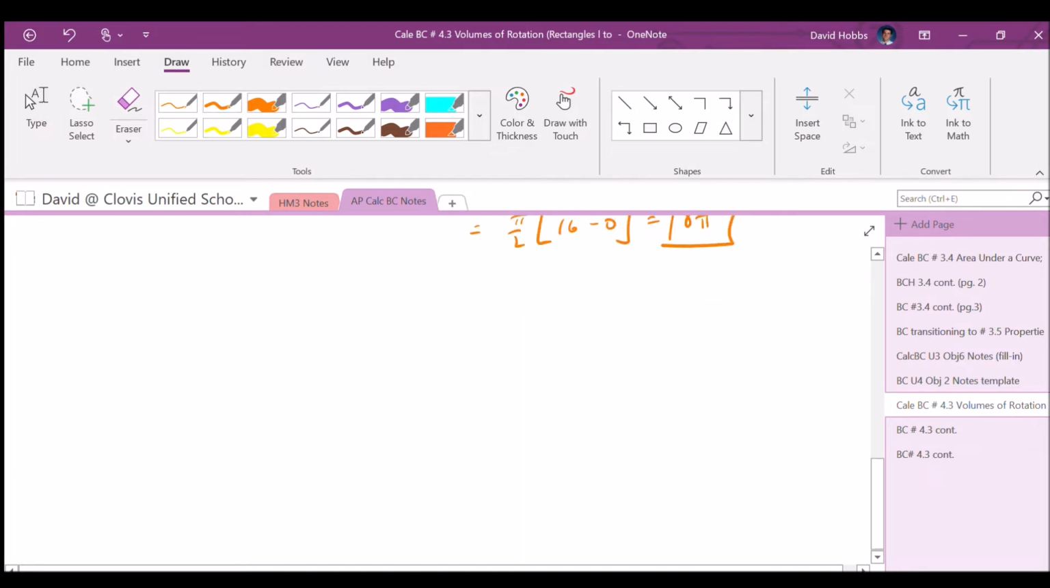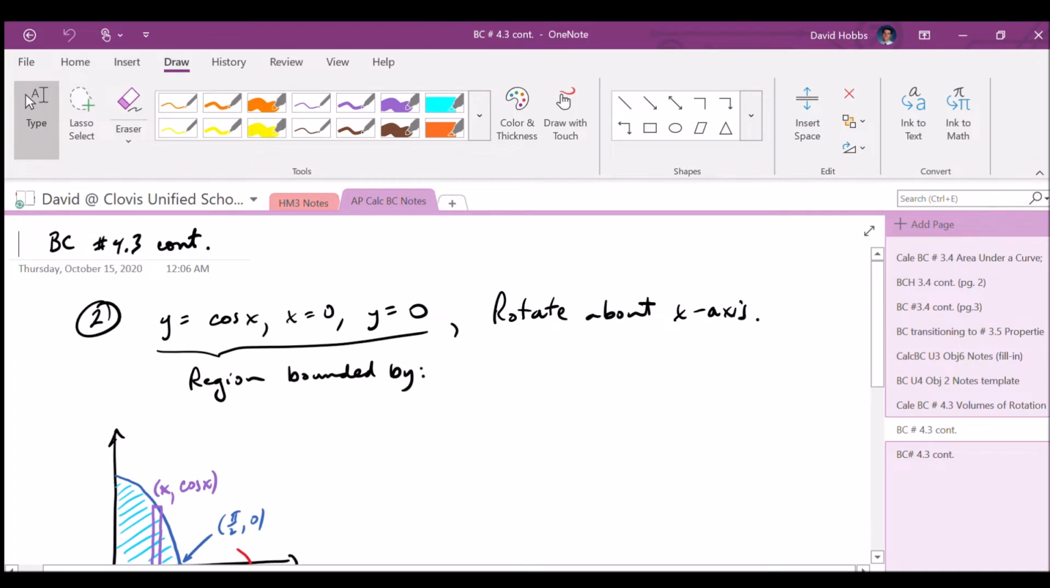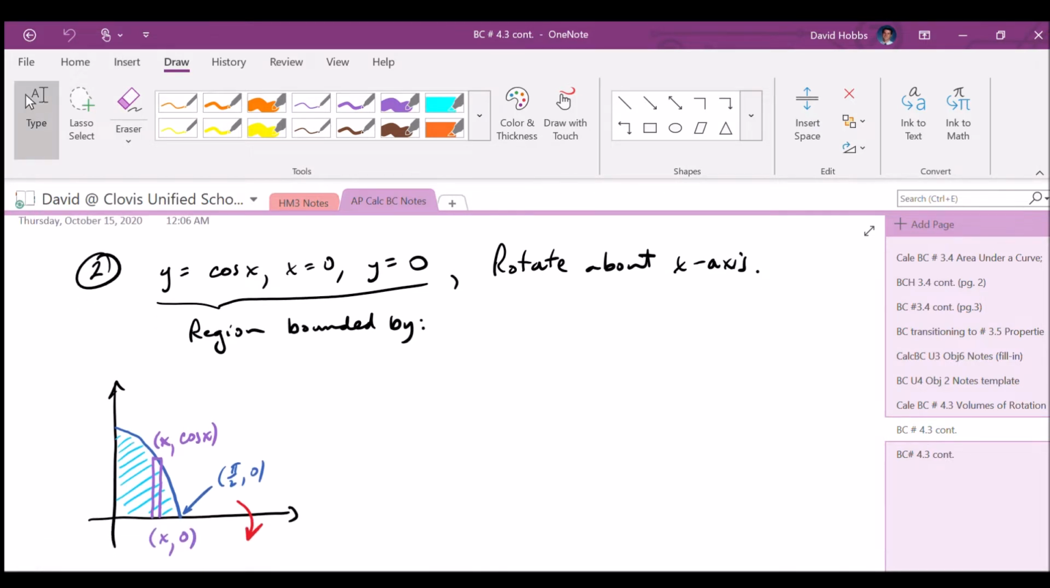Okay, let's try another one. I guess I have to switch pages. Problem number 2. Let's say we have y equals cosine x, x equals 0, y equals 0. Essentially it's the first part of cosine from 0 to pi over 2 that's up there in quadrant 1. And we're rotating about the x-axis, so I've got my arrow drawn showing that I'm rotating about the x-axis.